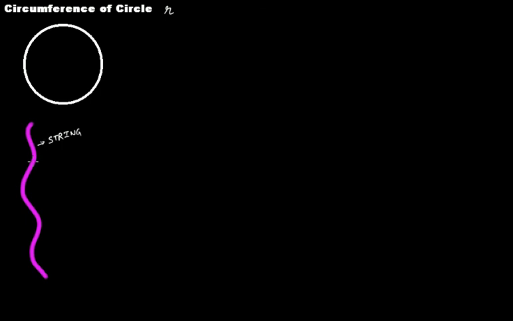Let's say that the length is L centimeter. So if we take this string, wrap it around the circle, and then measure what length actually covered this whole circle, and let's say that comes as L centimeter, then that L is actually the circumference of the circle. This is a very basic discussion about the circumference.